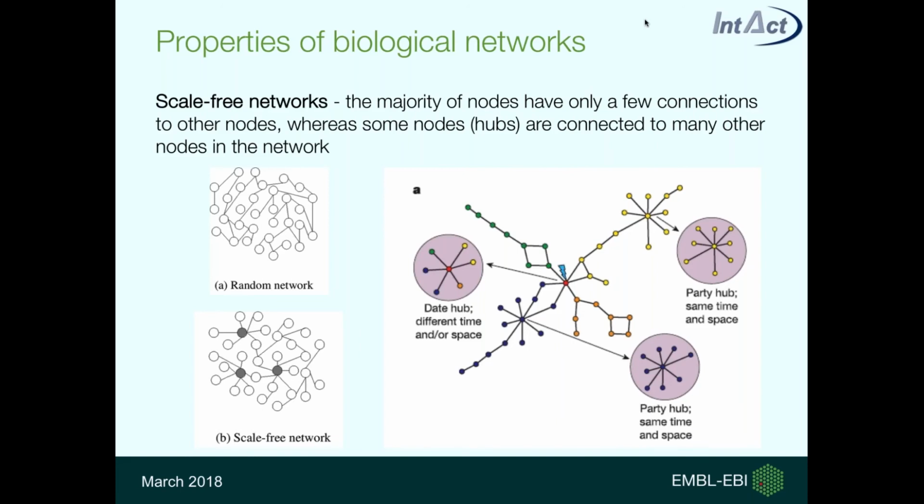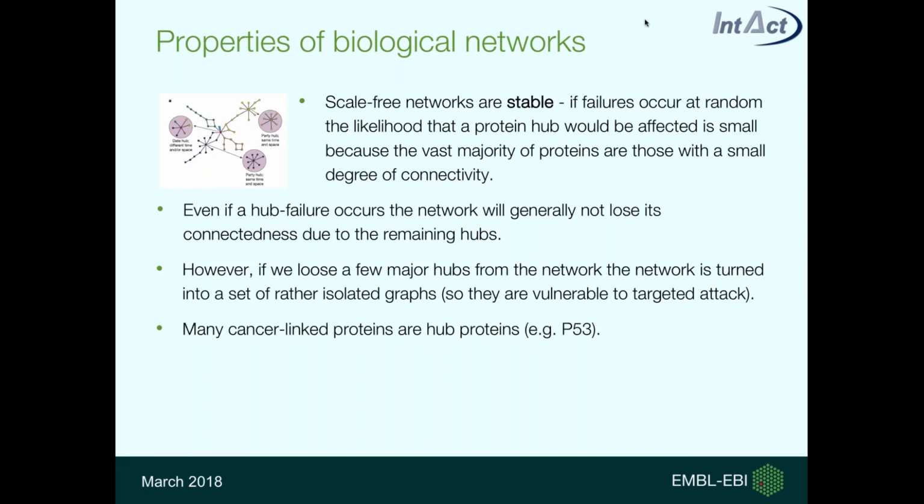And then we have date hubs, proteins that connect these different party hubs. These proteins occur potentially in different subcellular locations and also at different times, and they may carry out different functions depending on the context. This makes these networks highly stable. If failures occur at random, the likelihood that a protein hub would be affected is small because the vast majority of proteins are those with a small degree of connectivity.